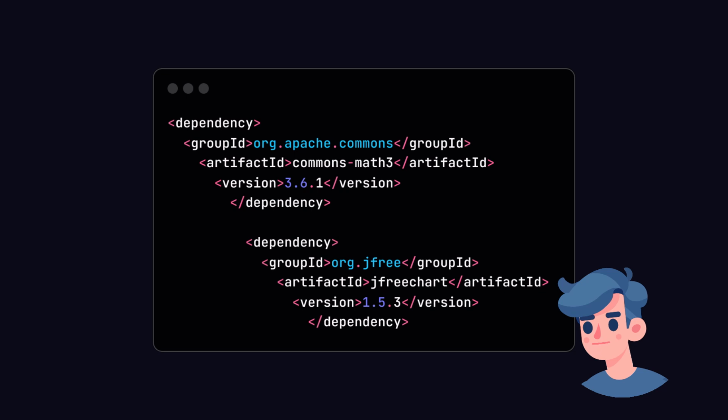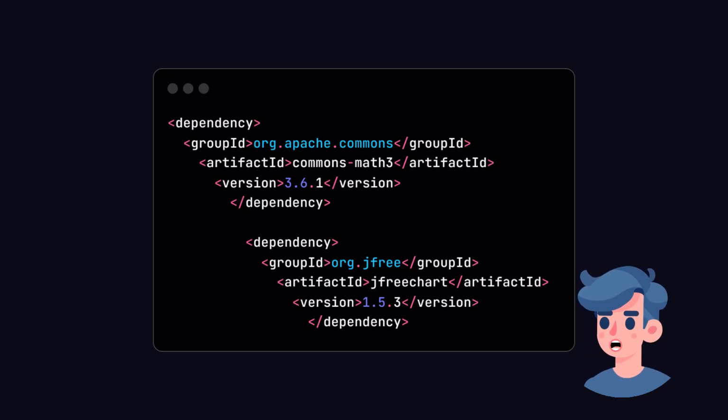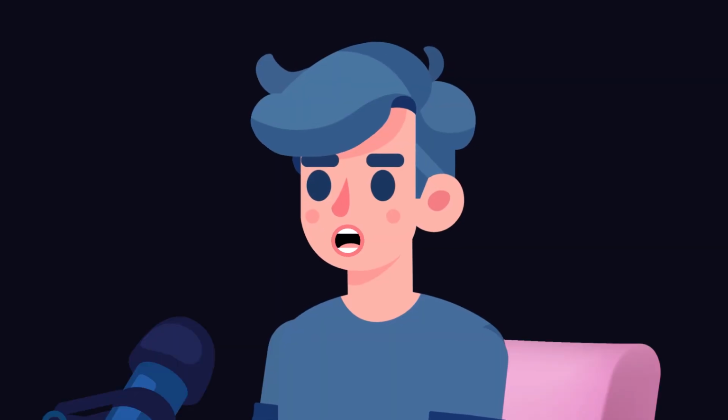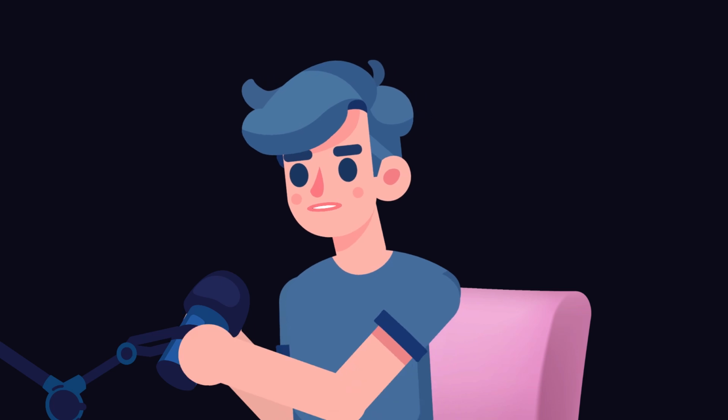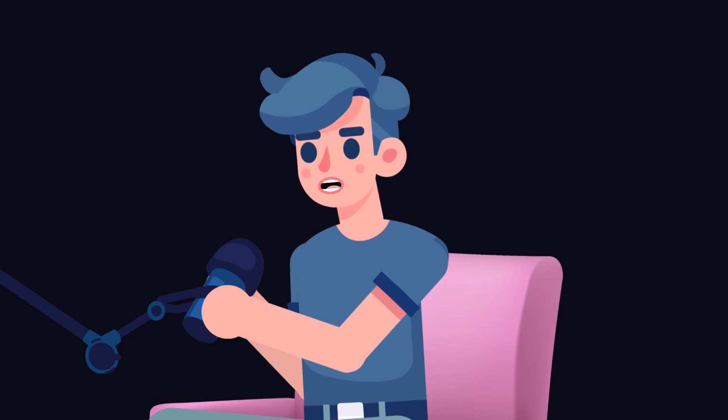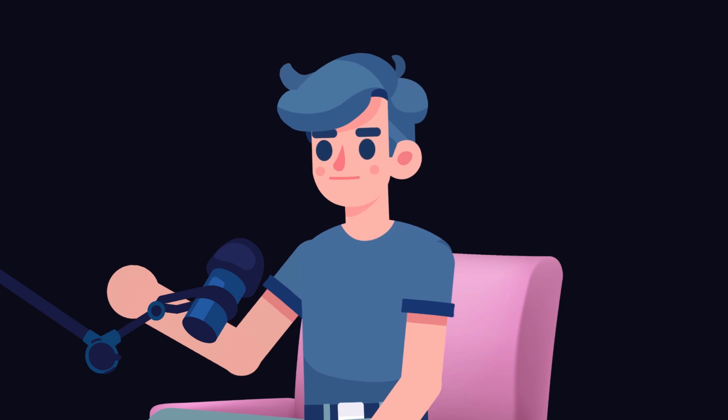Open the pom.xml file and let's add our dependencies. Inside the Dependencies tag, paste the following code for Apache Commons Math and JFreeChart. Save the pom.xml file. IntelliJ IDEA will automatically download the required libraries. Now that we have our libraries set up, let's write some code to perform data analysis. We'll create a new class called Data Analysis.